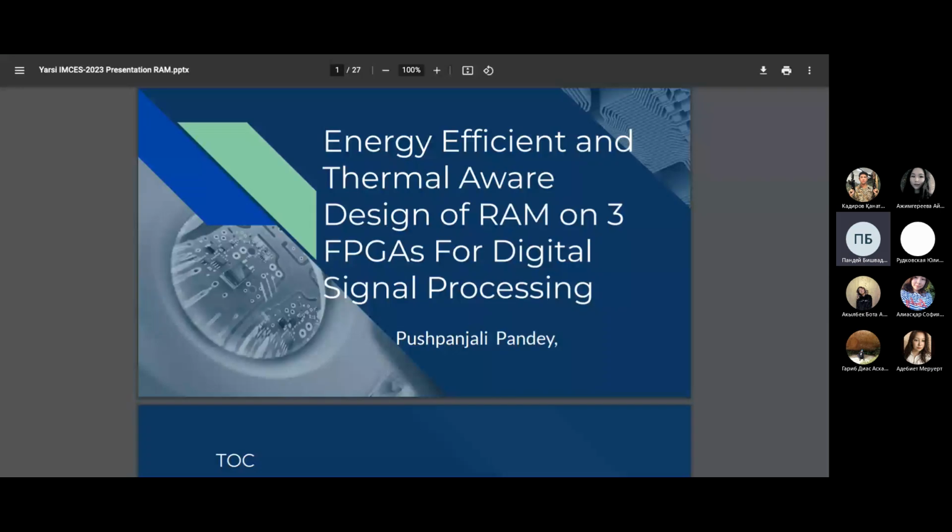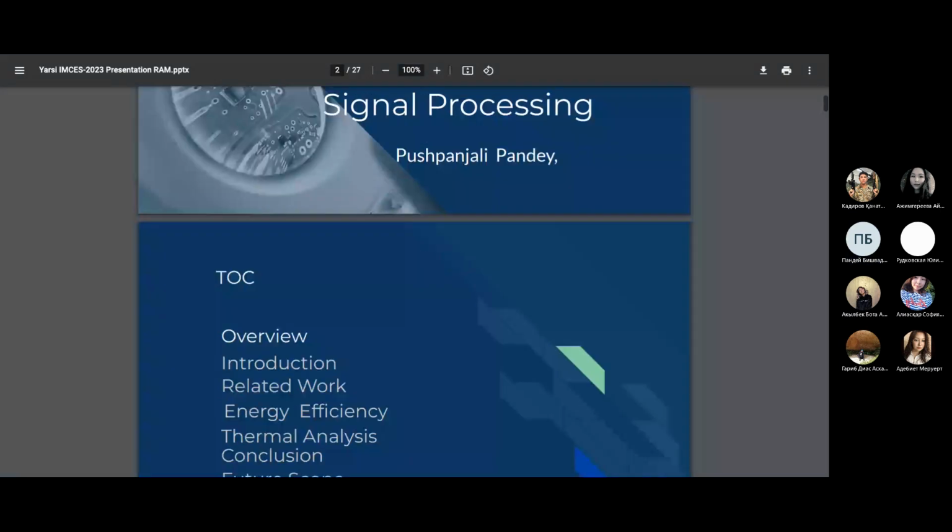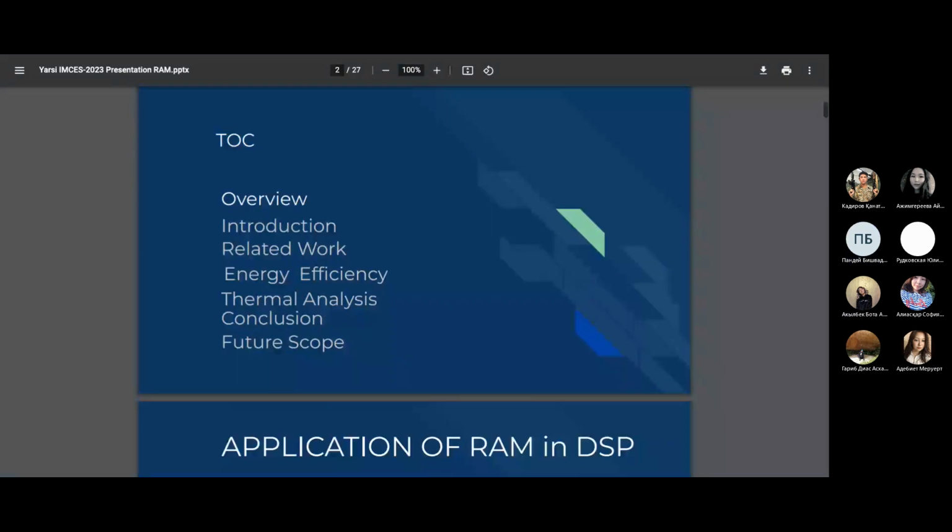Today I am going to take a class on energy efficient and thermal aware design of RAM on FPGAs for digital signal processing. The topics today: overview, introduction, related work, energy efficiency, thermal analysis, conclusion, and the future scope of this research.